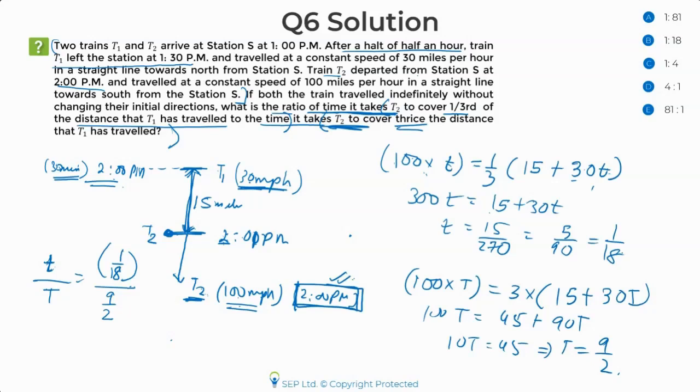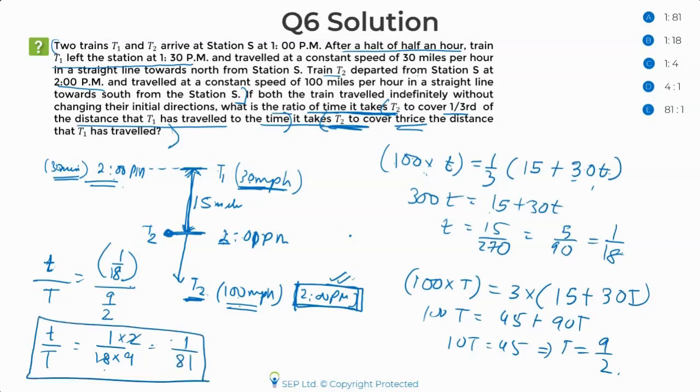Okay, I hope so far so good. So small t by capital T, you'll flip the ratio, you can cancel it out and get 1 by 81. So the correct answer in this case will be option A.